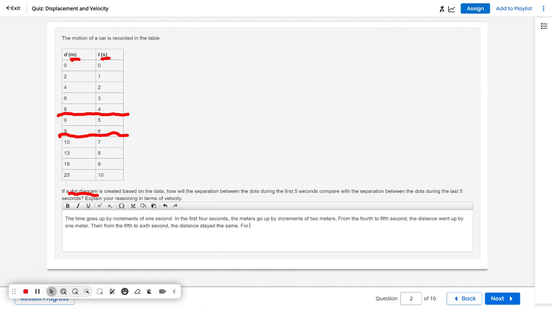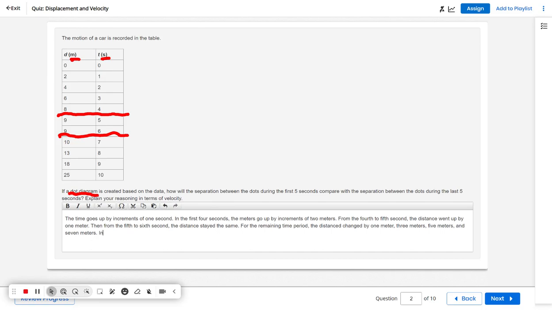And for the remaining time period, the distance changed by 1 meter, 3 meters, 5 meters, and 7 meters.